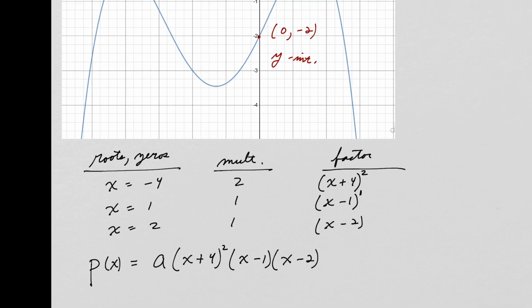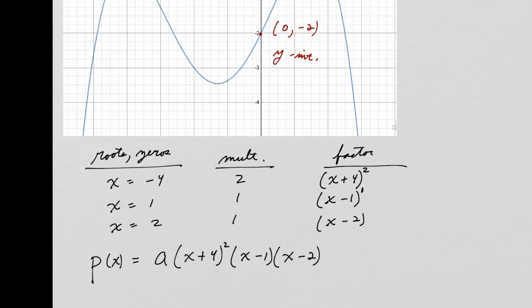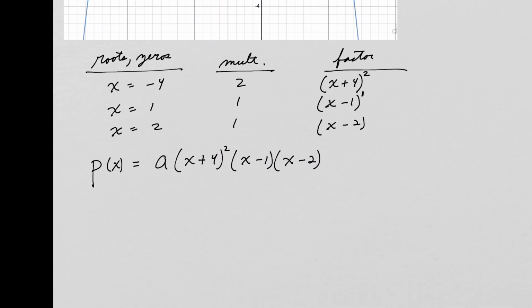Well, I need some other point to plug in. I can't use the roots to plug in because that's just going to give me 0. It's not going to help me. But notice here that I know another point. I know this y-intercept is (0, -2). So I'm going to use the y-intercept, the point (0, -2), to find a.